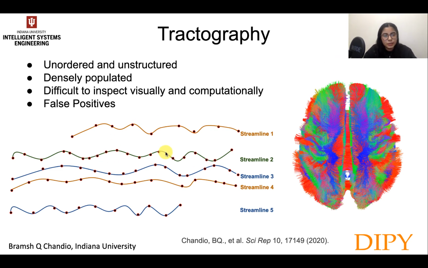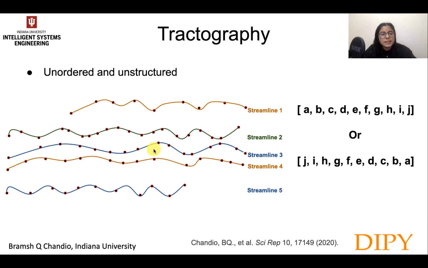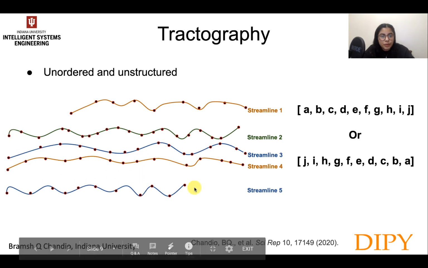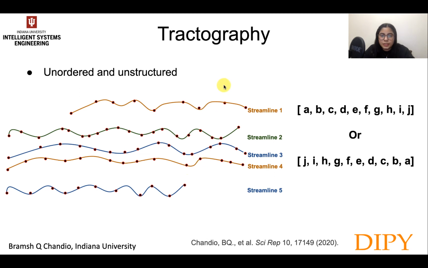Let's look at this example of simulated streamlines, from streamline 1 to 5. This is an example showing how unstructured and unordered tractography data is. As we can see here, streamline 1 is starting at a different location as compared to the rest of the streamlines 2, 3, and 4. And in this example, streamline 5 ends much earlier as compared to other streamlines. And each streamline could have a different number of points.